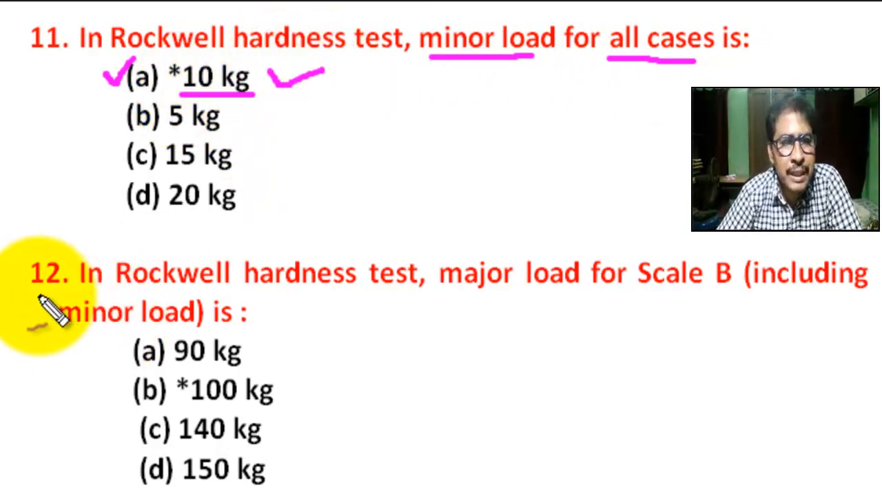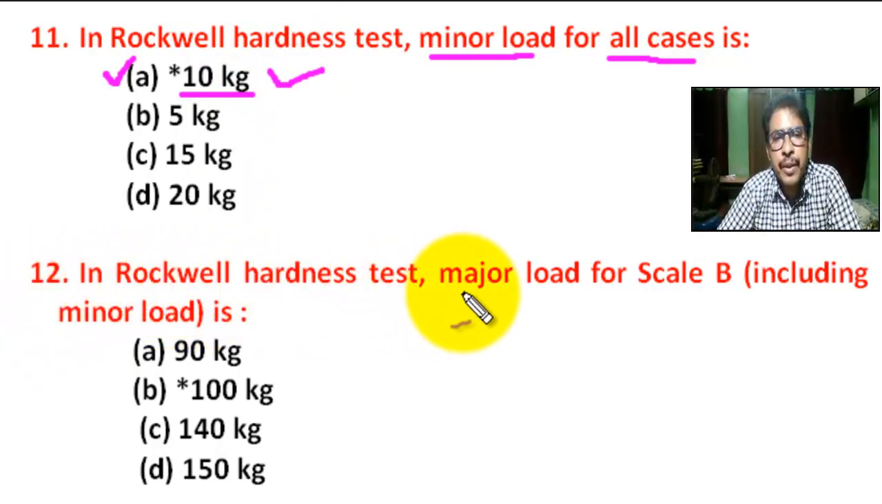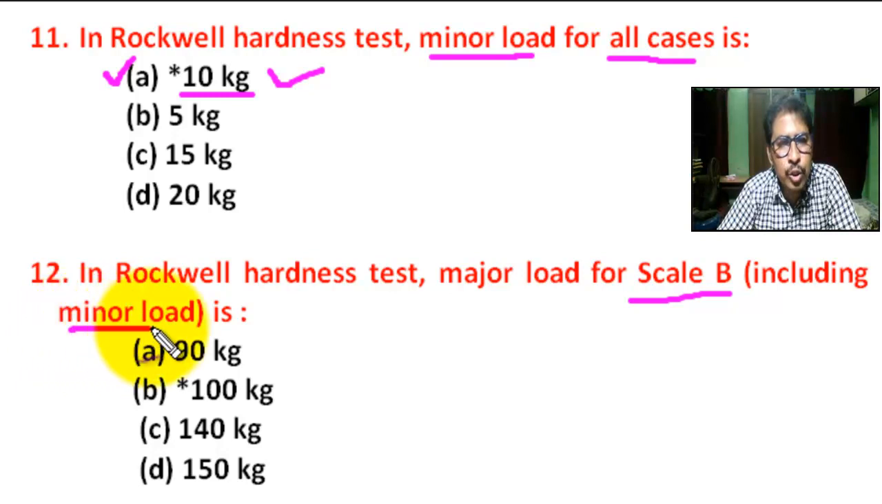Question number 12. In Rockwell hardness test, major load for scale B including minor load is. There are 4 options. Correct answer is B. Major load for scale B including minor load is 100 kg.